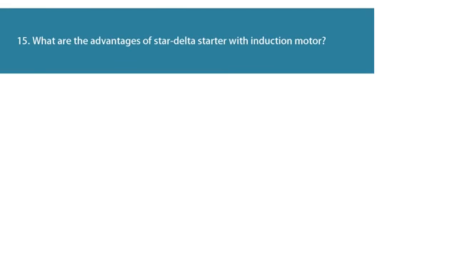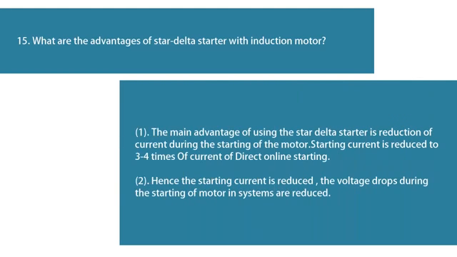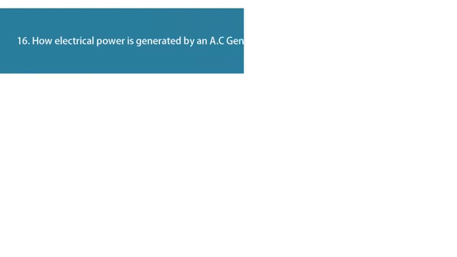15. What are the advantages of a star-delta starter with an induction motor? 1. The main advantage of using the star-delta starter is reduction of current during the starting of the motor. Starting current is reduced to one third of the current of direct online starting. 2. Since the starting current is reduced, the voltage drops during the starting of the motor in the system are reduced.